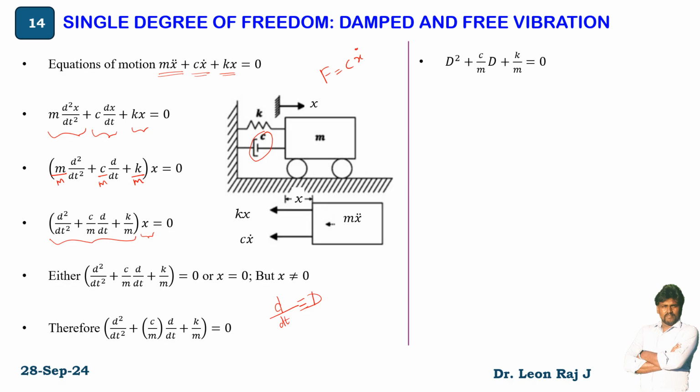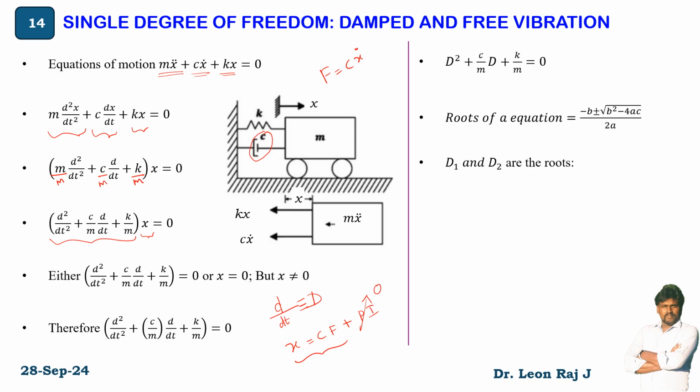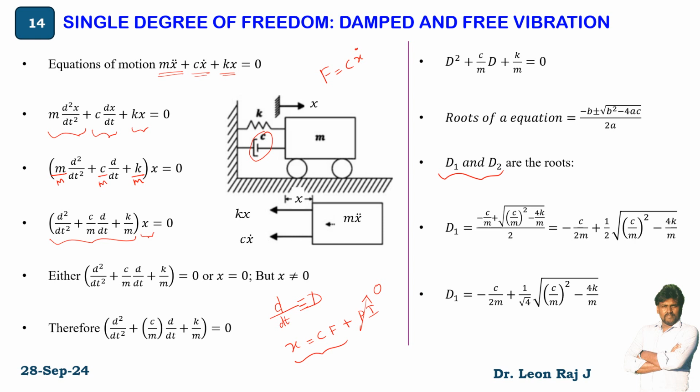Here the response is equal to the complementary function plus the particular integral. Of course, since it is free vibration, the particular integral is equal to 0. Only the complementary function remains in the response. The roots of the equation are given by minus b plus or minus square root of b square minus 4ac, divided by 2a. Here d1 and d2 are the roots. The d1 root is minus c by m plus square root of (c by m) whole square minus 4k by m, all divided by 2, and another root is d2.